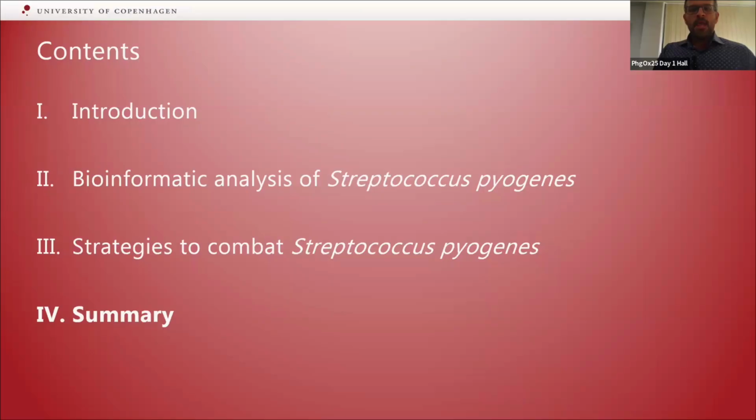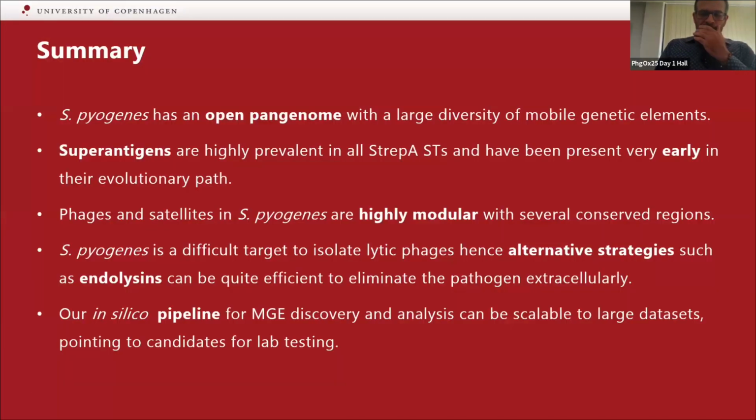for Strep-A. To summarize, the main points that I would like to raise here are that Strep pyogenes has an open pangenome with a very large diversity of mobile genetic elements. We have seen that superantigens are highly prevalent in all the different types of Strep-A, and they are present very early in their evolution. We also saw that phages and satellites are highly modular, with several regions that are conserved and recombined around the species.